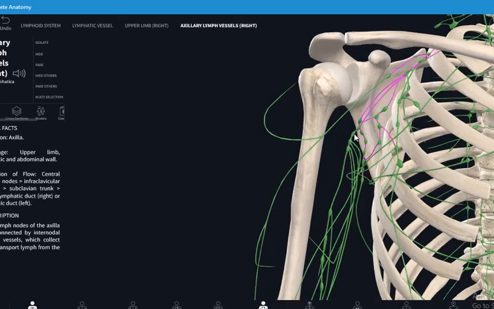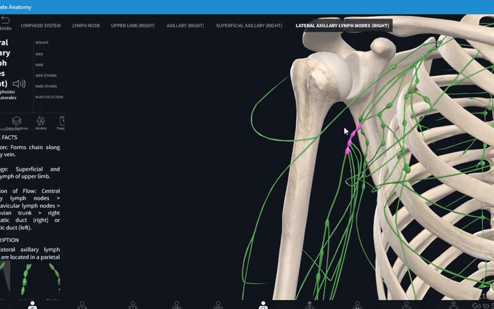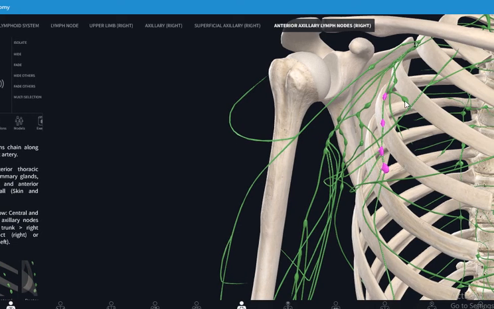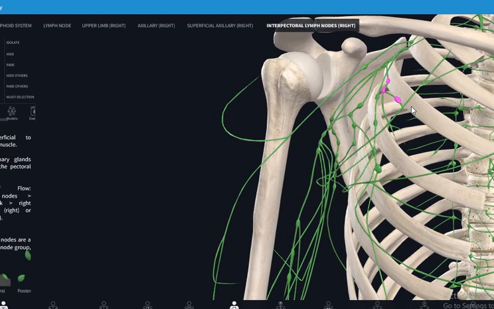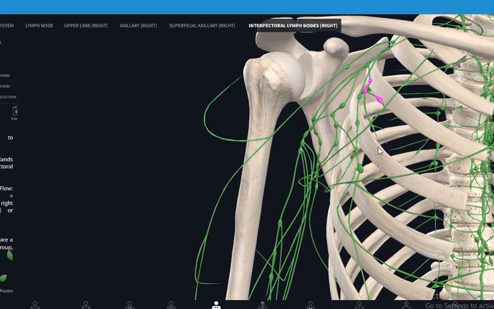So these are axillary lymph vessels. This particular lymph node here are lateral axillary lymph nodes, and they are closer to the humerus. So lateral axillary lymph nodes are also called the humeral lymph nodes. This lymph node here are anterior axillary lymph nodes, closer to the pectoral muscle. So they are also called the pectoralis lymph nodes. We have this other one, which are the medial axillary lymph nodes, closer to the thoracic region, also called the thoracic lymph nodes.